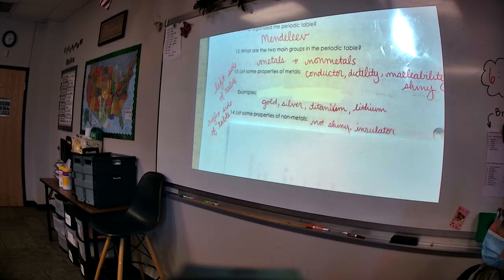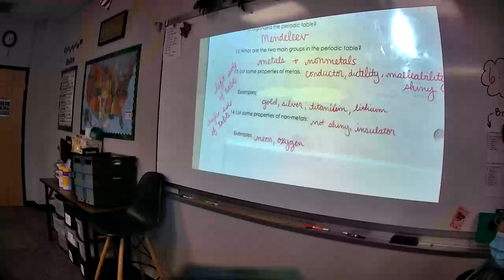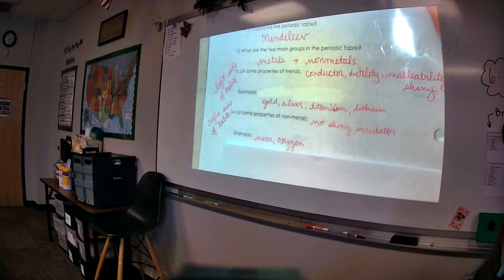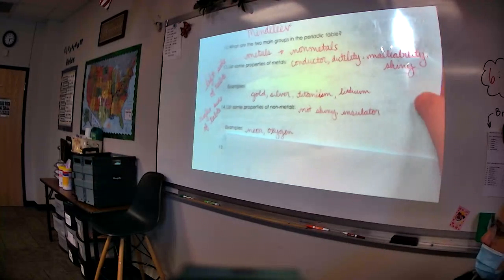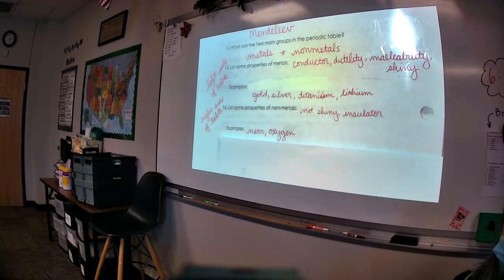There are also lots of examples. I just put 2. Neon, oxygen. Most elements on the far right side of the table would be considered nonmetals. They could go there.